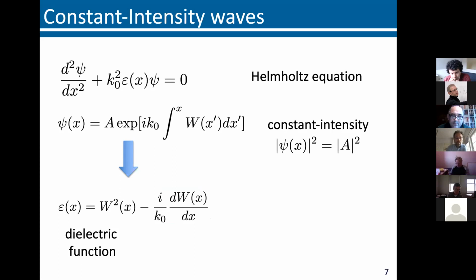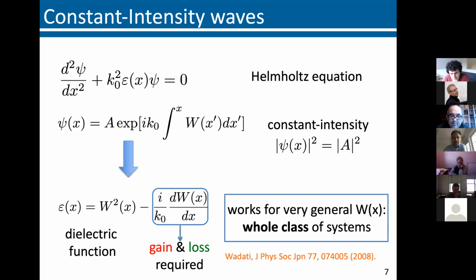But what I also see is that if W is real, and it has to be real, otherwise this is not a constant intensity wave, but then I will get a variation in intensity. This prescription tells me that in the epsilon, I don't just have a real part, but I also have an imaginary part. And this imaginary part tells me that to get such type of solutions, I indeed require gain and loss to be added to the system. And as I said, this works for a very general class of W's. In fact, such type of potentials, epsilon of x, have been introduced already earlier by a gentleman that unfortunately passed away already, Mr.